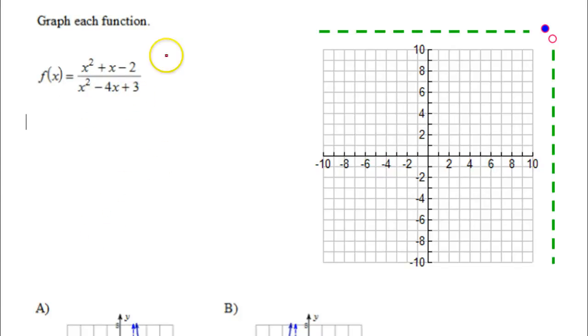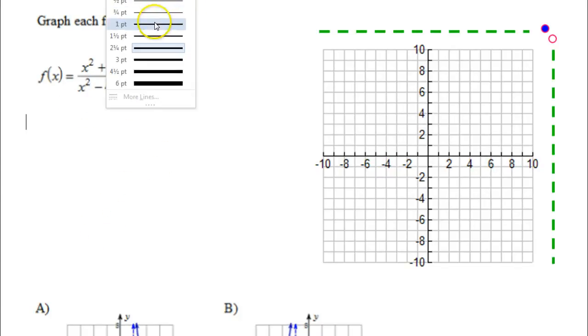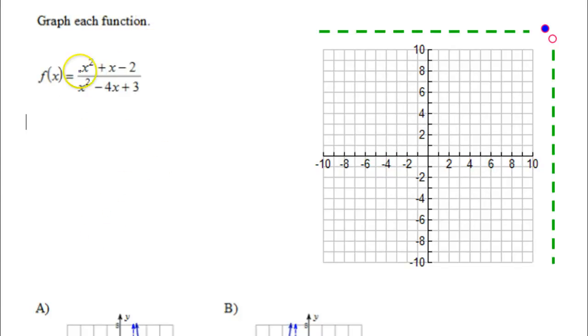Let's graph this rational function. To do that, the first thing we want to do is factor the numerator and denominator, because we need to see if anything cancels out. Because if it cancels out, it won't be a vertical asymptote or an x-intercept. It'll be a hole. So we've got to make sure that's not going to happen.